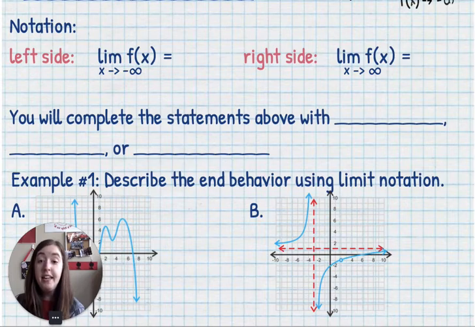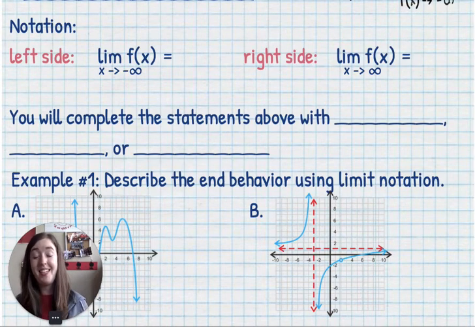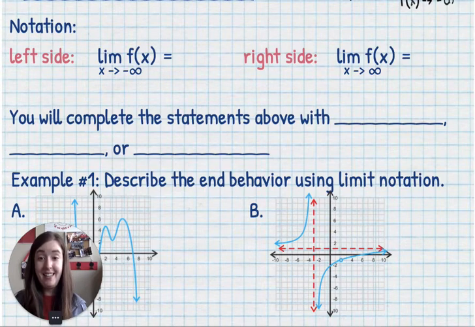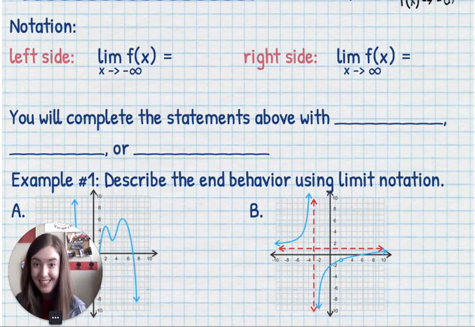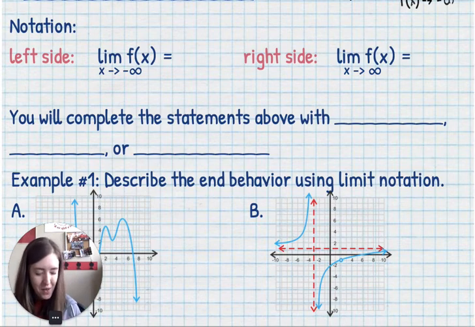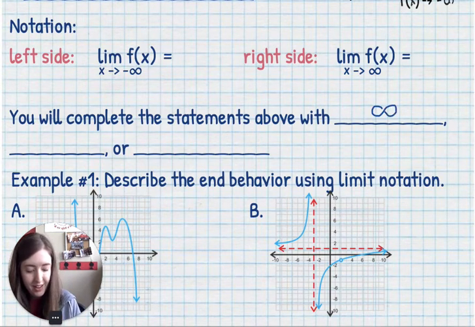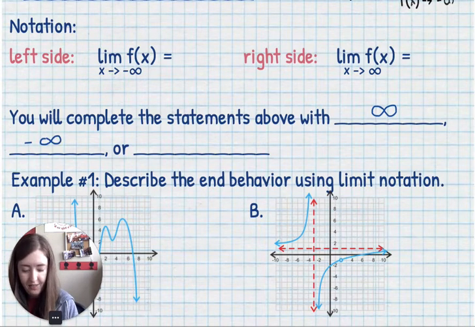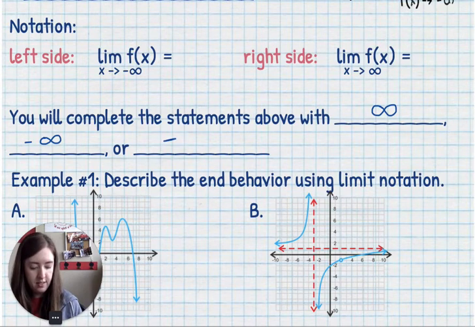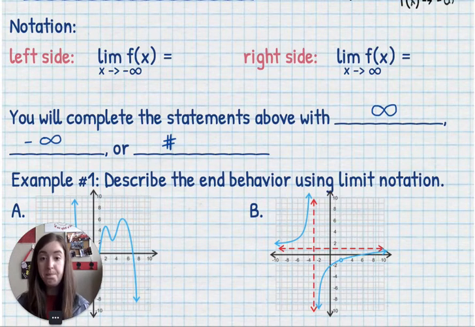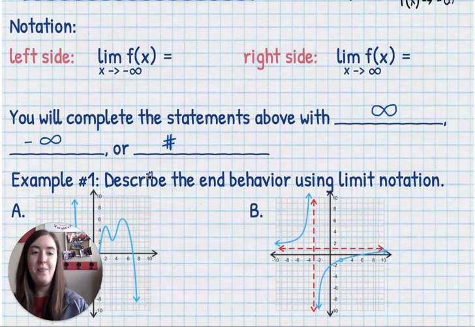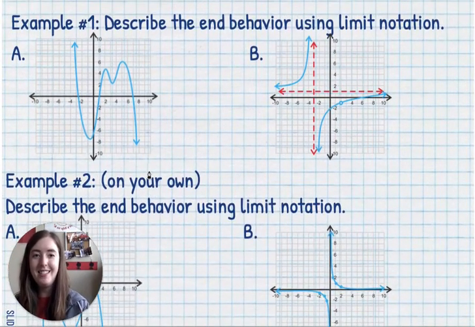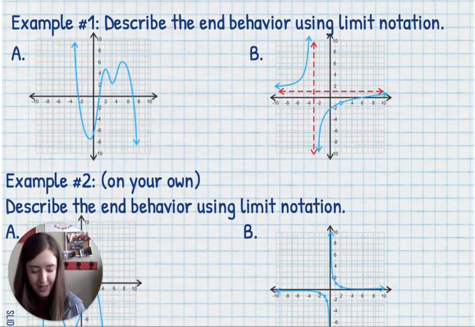So for each of these, you're going to put the limit of f of x as x approaches negative infinity is something. And that's what you have to fill in. Those blanks will be filled in with either infinity, negative infinity, or sometimes a number. So let's look at the end behavior of these, using limit notation.